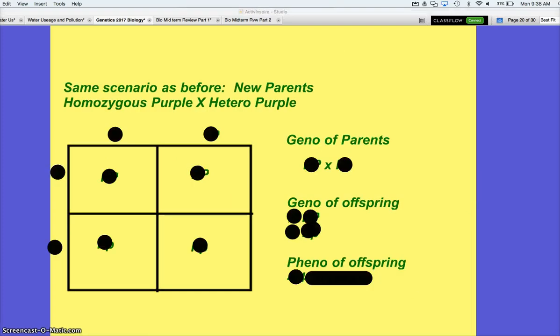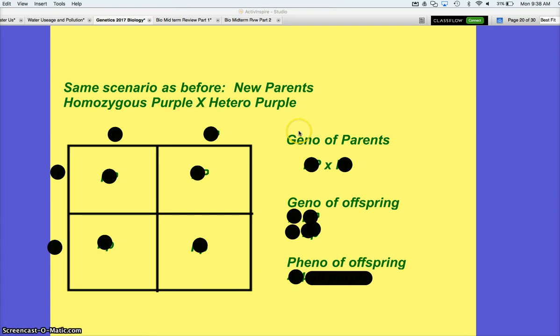We're doing good. Same scenario. Purple is dominant to white. Now, the parents are different. I want to cross a homozygous purple and a heterozygous purple. Okay? So remember, I always say my first parent is going to go on top. What's the genotype of a homozygous purple? Just say it out loud.